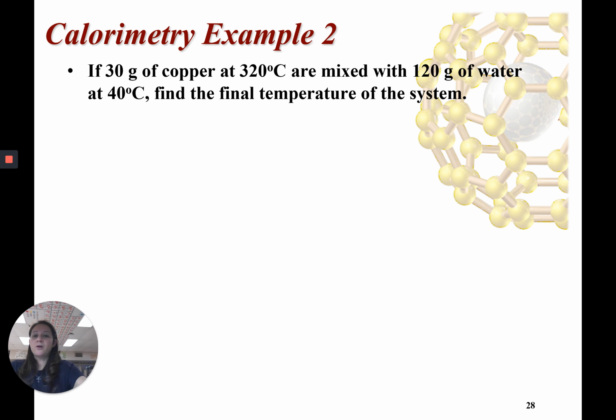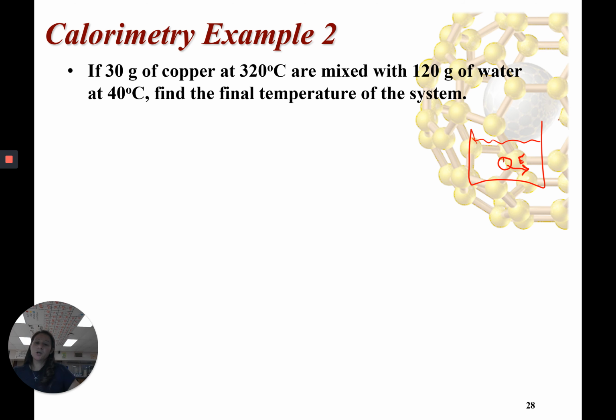We have 30 grams of copper at 320 Celsius, very, very hot, mixed with 120 grams of water at 40 Celsius, a little bit warm. Find the final temperature of the system. Now, I'm taking a very hot copper piece and I'm putting it in water that's at a cooler temperature. So my copper is going to give heat to my water.